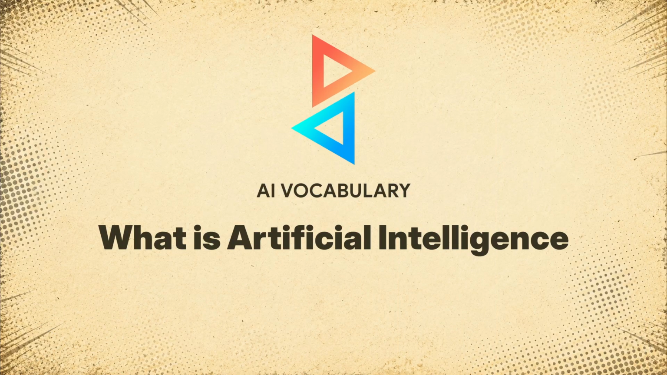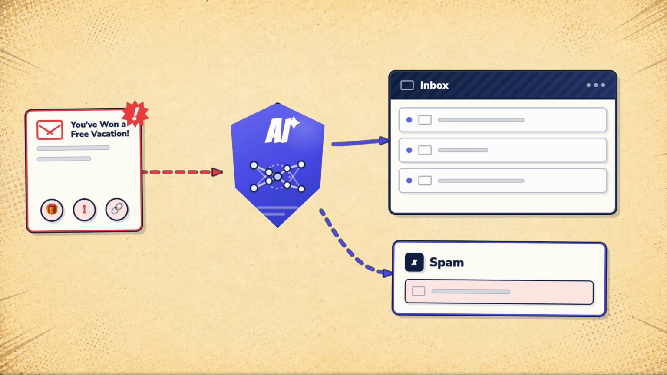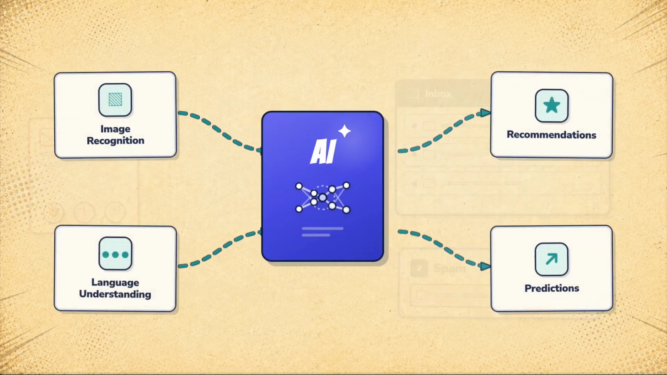What is artificial intelligence? Your email service can block a suspicious message before you open it, even when nobody has written a rule for that exact message. How can software recognize something it has never seen before, and why do we call that artificial intelligence?